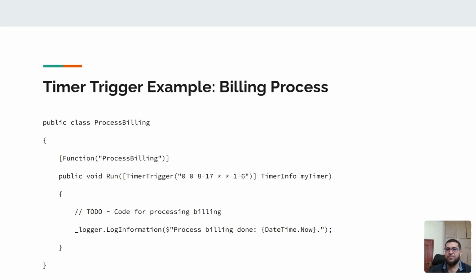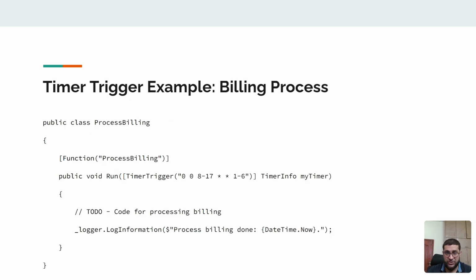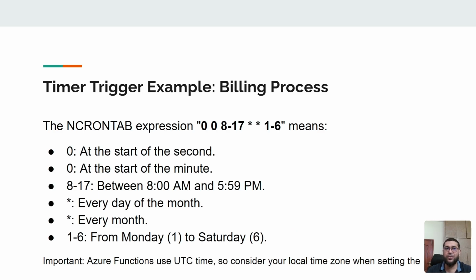So here is an example of how we will do this. For example, you will create one Azure function of type timer trigger, and here is the expression that will run once an hour but not on Sunday. So this is the expression used to cover these requirements.